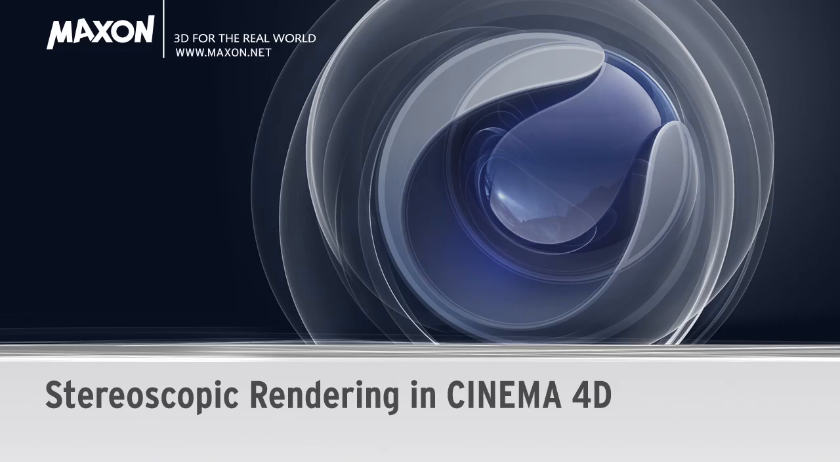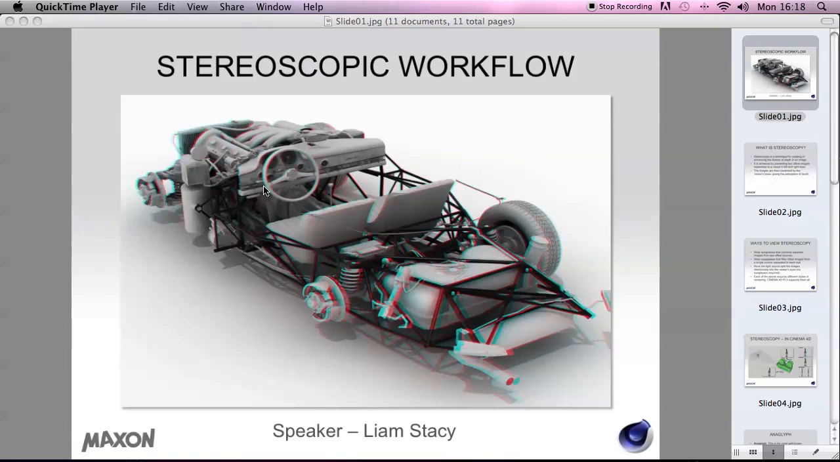In this tutorial, I'm going to tell you all about stereoscopic workflow inside Cinema 4D R13. On the screen at the minute you can see a stereoscopic image. This one is intended to be used with anaglyph glasses, which are the pretty cheap glasses that you see that are typically red on one eye and cyan on the other.